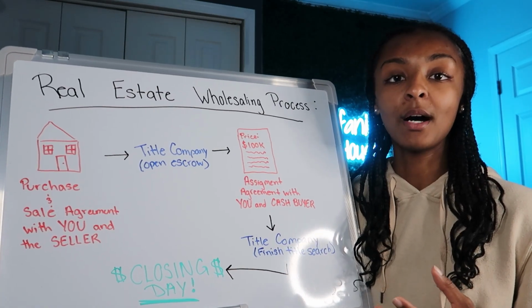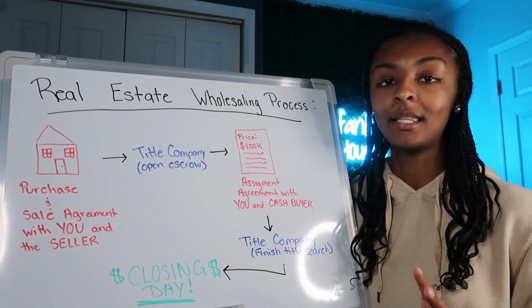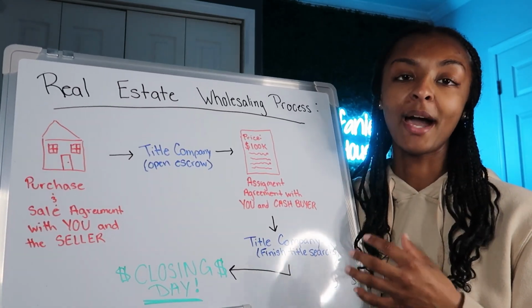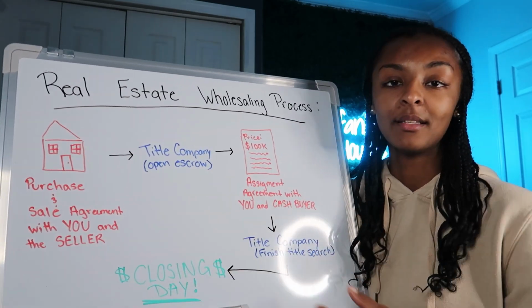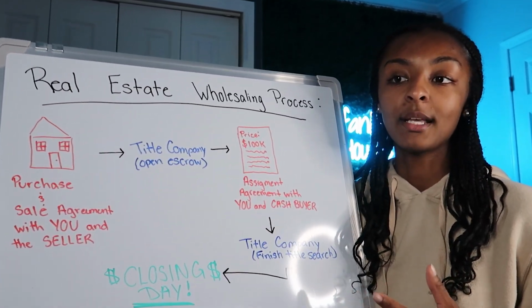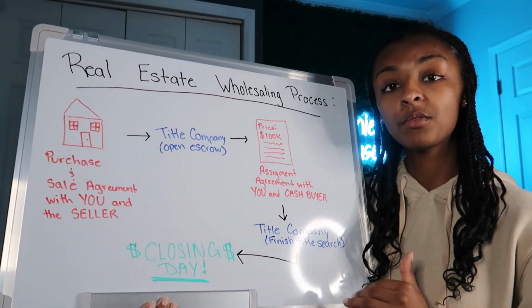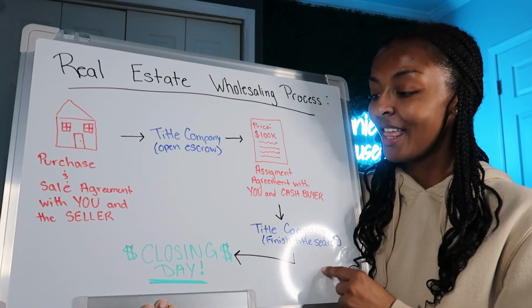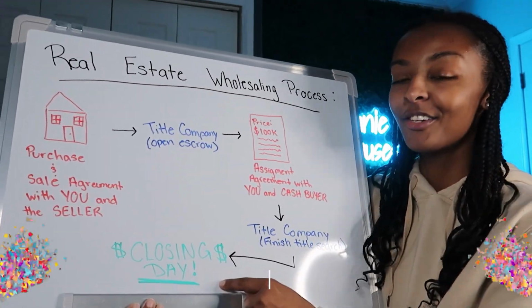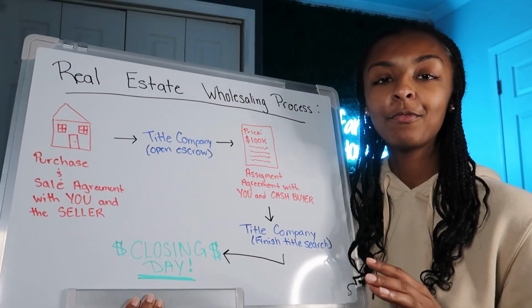If something does pop up, like a lien or a tax lien or anything like that, that's when they're going to come back to me, the buyer, and they're going to come back to the seller and just explain that to us, like, we have to get this resolved or we can't close on the property. After everything is resolved and you do have a clear title, that's when we're going to schedule closing and you're going to have closing day. So that is the full-on process.